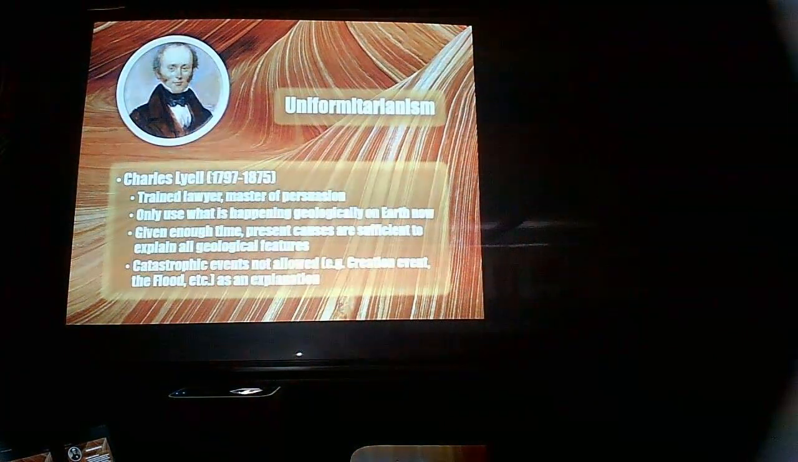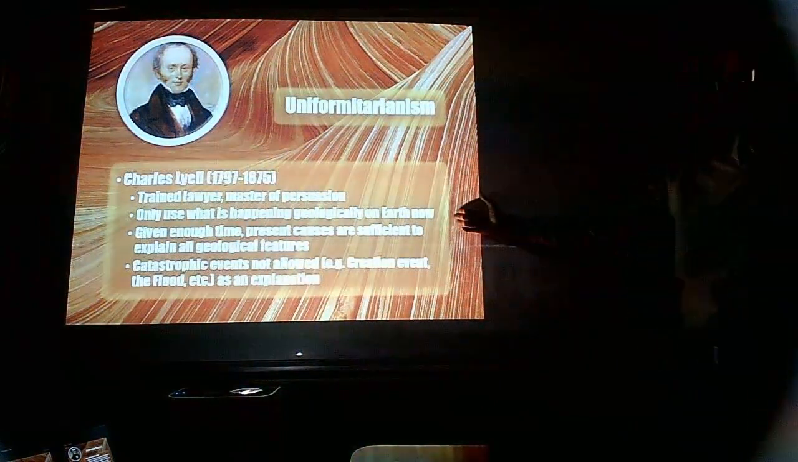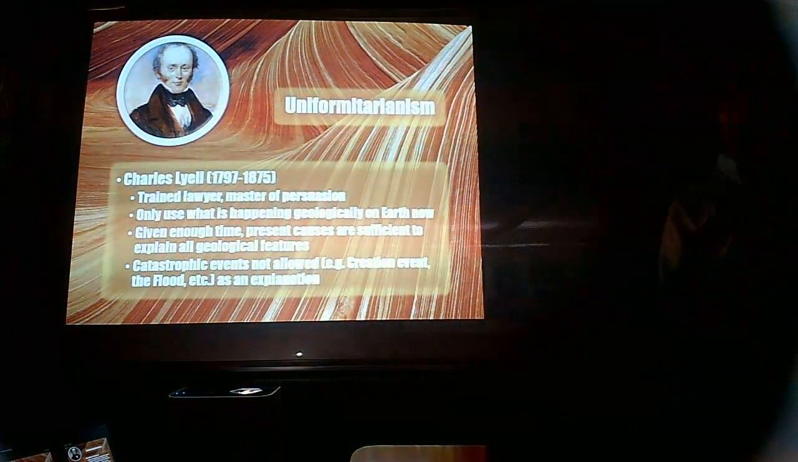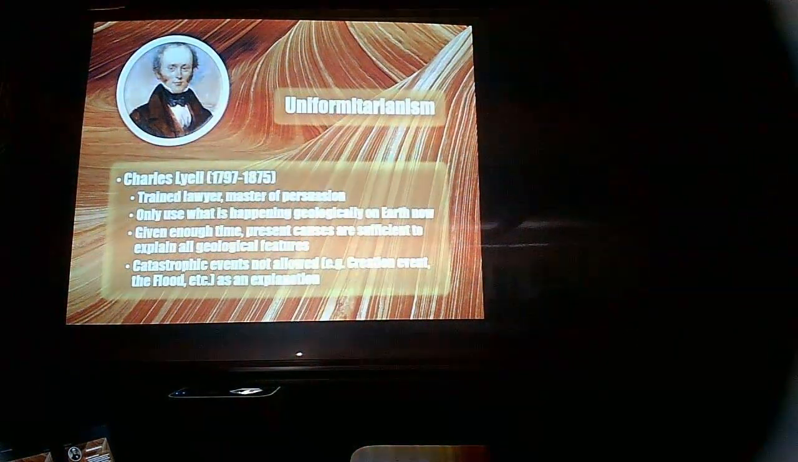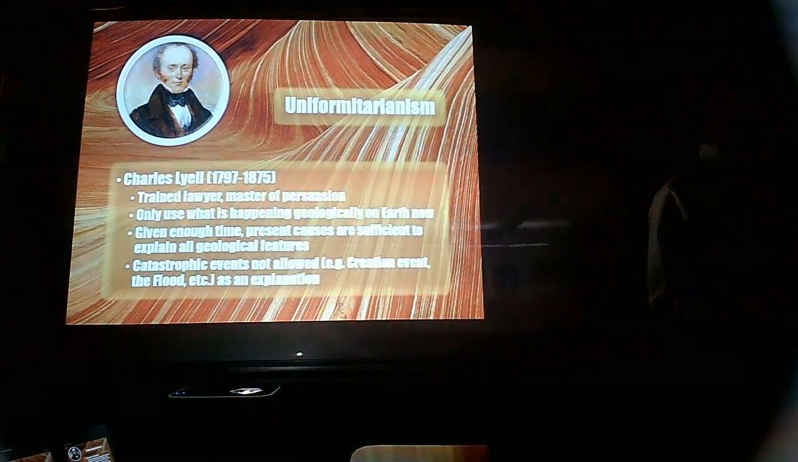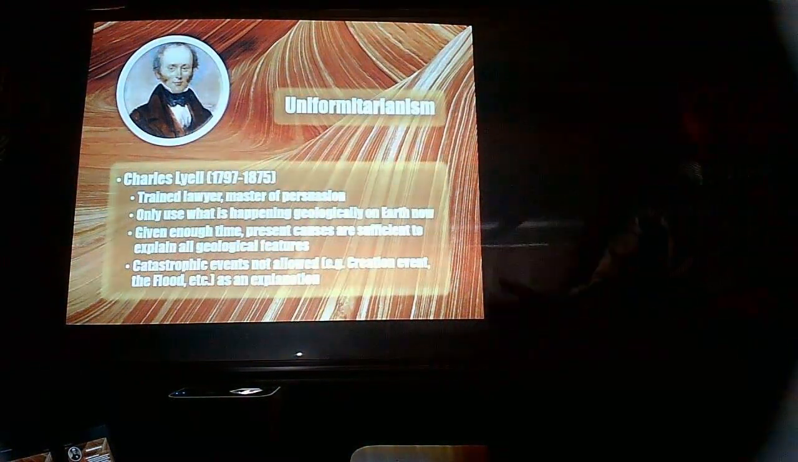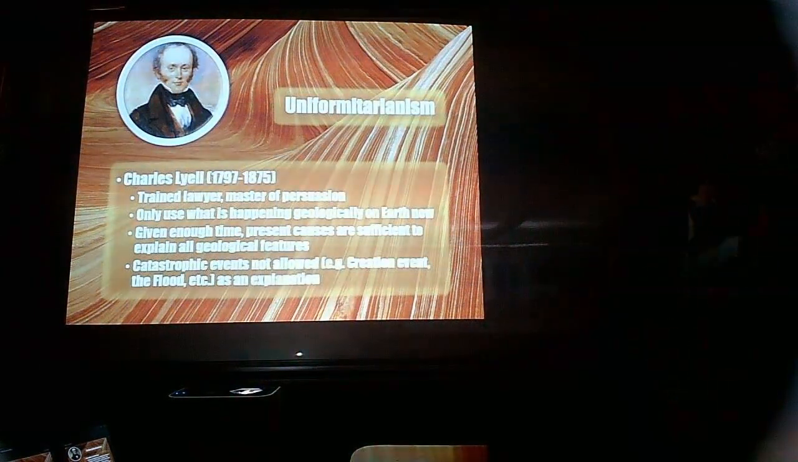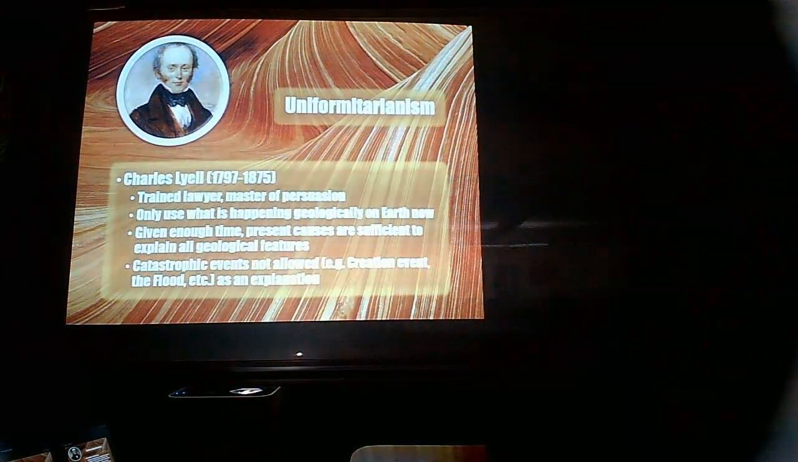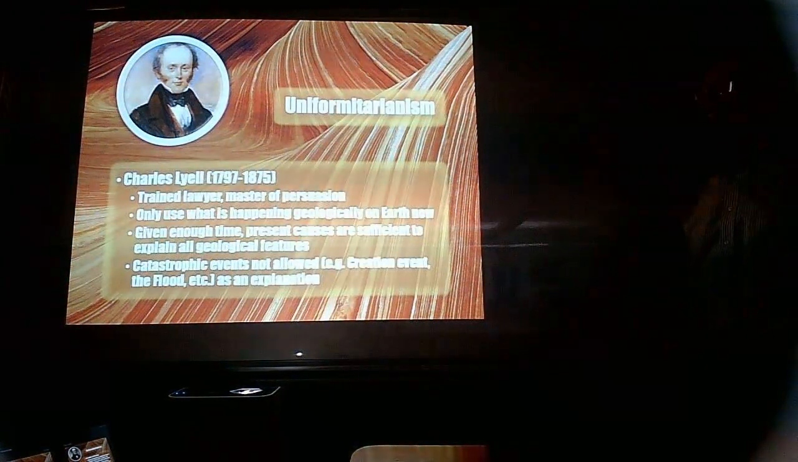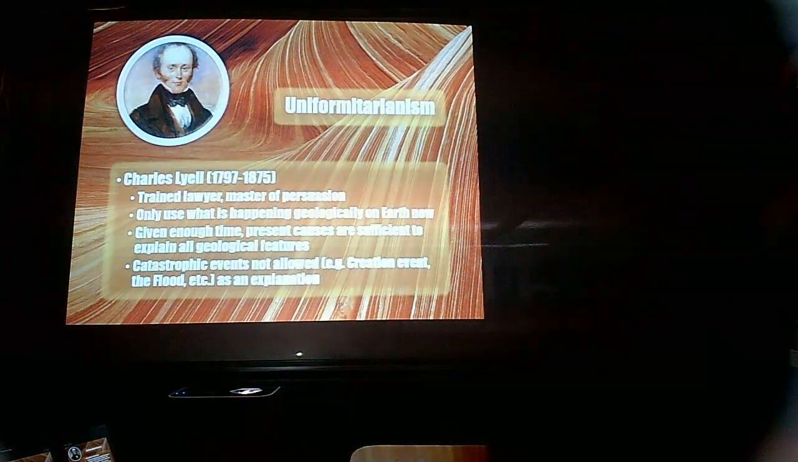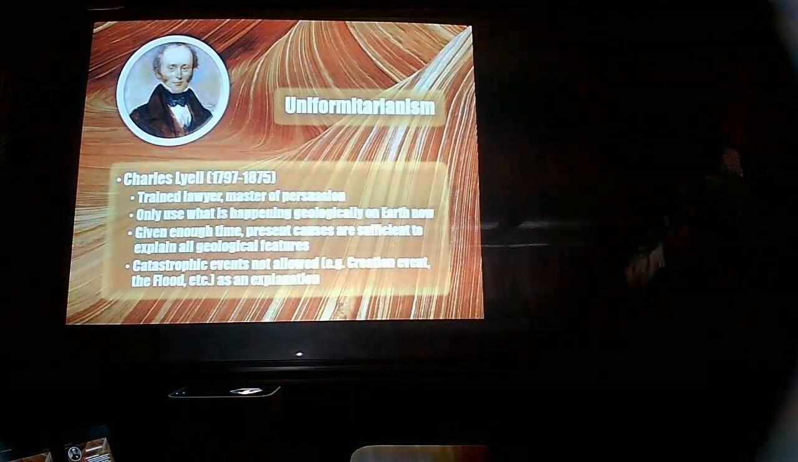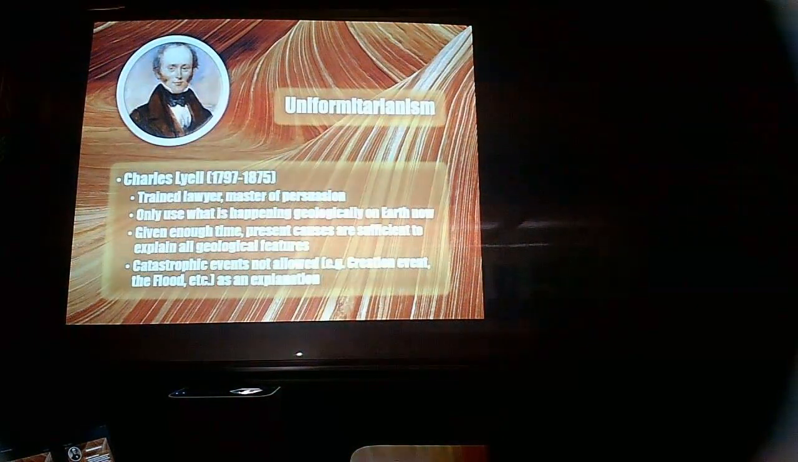But yeah, when we're talking about uniformitarianism, it means that we can only use what is happening geologically on Earth now to explain things, and that given enough time, what we see happening in front of us right now is sufficient to explain all the geological features that we see in front of us, whether it's the Grand Canyon, whether it's Mount Everest, or anything in between. Catastrophic events are not allowed for this. From this philosophy, they would certainly not allow something like Noah's flood, despite the fact that it really accurately describes how all these big geological formations got here.